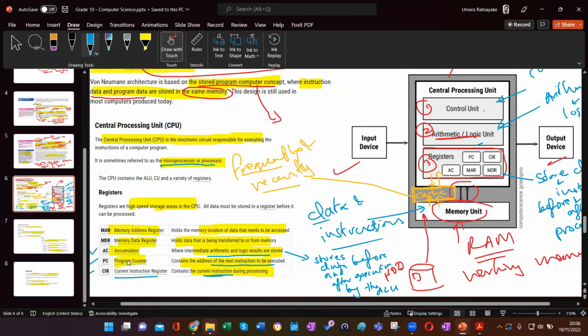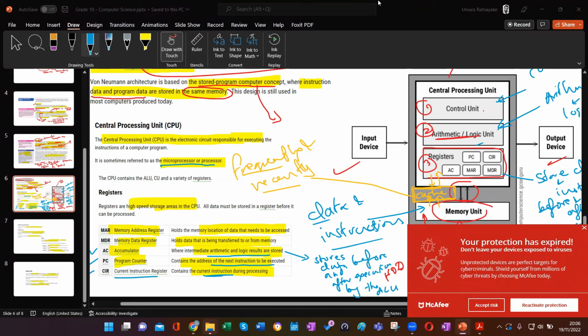Okay, so once again, accumulator, as the name says, will collect the data before and after processing by the ALU. It's like a temporary location to keep them in between, right? Immediately.